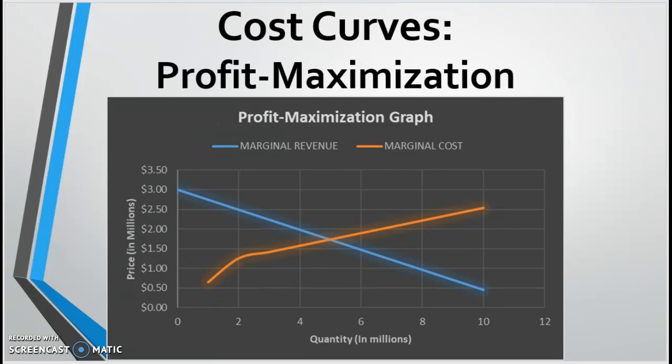And lastly is the profit maximization graph. The marginal revenue is outlined in blue, with the marginal cost being outlined in orange. I think it's important to note here that the marginal revenue, as quantity increases, will be going down, while the marginal cost, as the quantity increases, will be going up.